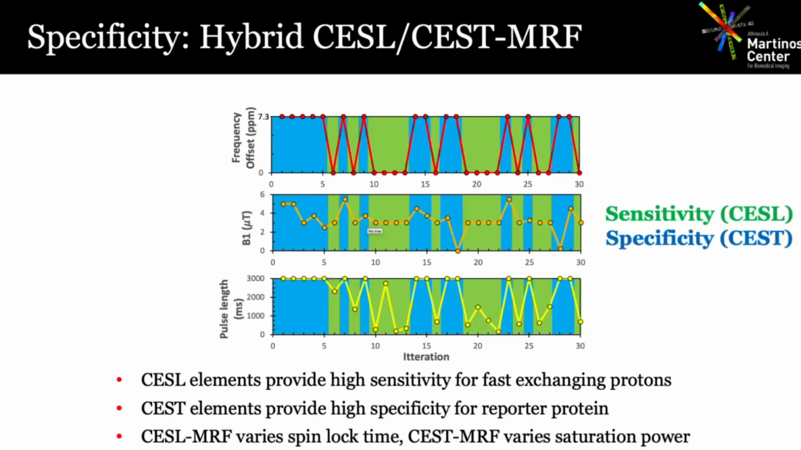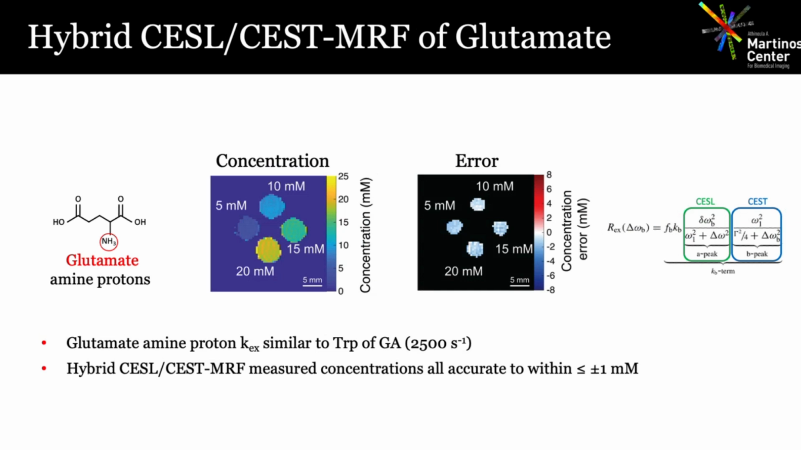But in order to try to get some specificity, what we decided to try first was mixing and a fingerprinting acquisition that had both spin lock and CEST components. So the spin lock provides high sensitivity, the CEST provides high specificity, and we combined them together in one acquisition schedule. And originally, we were doing this for our glutamate project, but it'll work equally well for our reporter gene project.